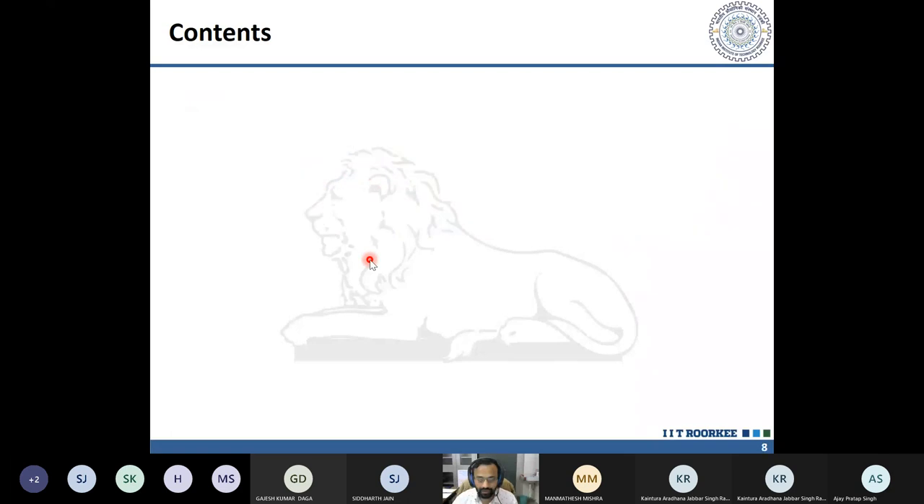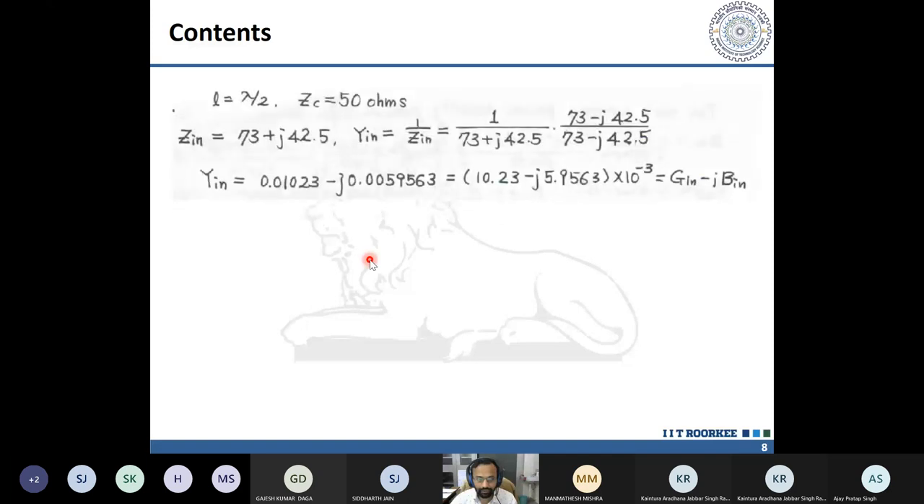The first thing is to calculate the input impedance of the dipole antenna. We know the input impedance of the half wavelength dipole antenna. Since we are supposed to connect either a capacitance or an inductance in parallel, we need to calculate the input admittance. The input admittance is 1 by Zin, and you evaluate that. So you get the input admittance.